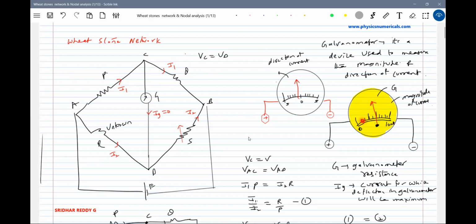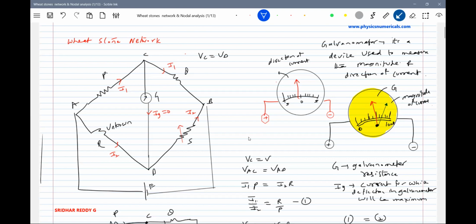Okay, for now, if it has a scale like 0 to 10 milliampere, what do you mean by that? If you send a current of 5 milliampere, the pointer will deflect to 5 milliampere. If you send 2 milliampere, the pointer will be at 2 milliampere. If you send 10 milliampere, the pointer will be at 10 milliampere. So it will deflect: 1 milliampere, 2, 3, 4, 5, 6, 7, 8, 9, 10 milliampere. If you send 15 milliampere, the pointer cannot deflect more than 10 milliampere.